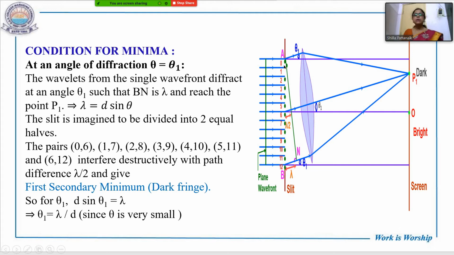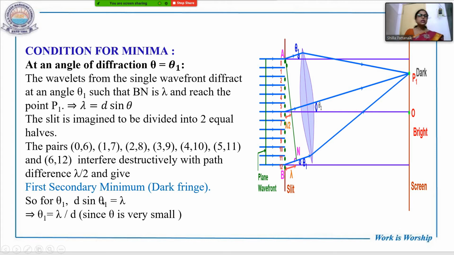Destructive. Okay. Similarly, for every point source on the first half of the slit, there is a corresponding point source on the second half of the slit, 0, 6, 1, 7 like this, who will undergo destructive interference and will give us a dark fringe at P1. So at P1, overall you will get a dark fringe or minima.